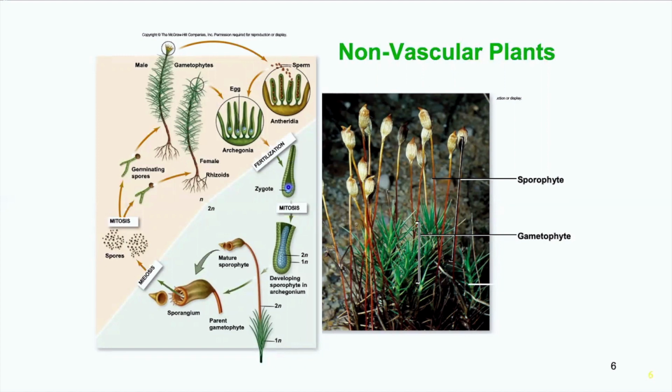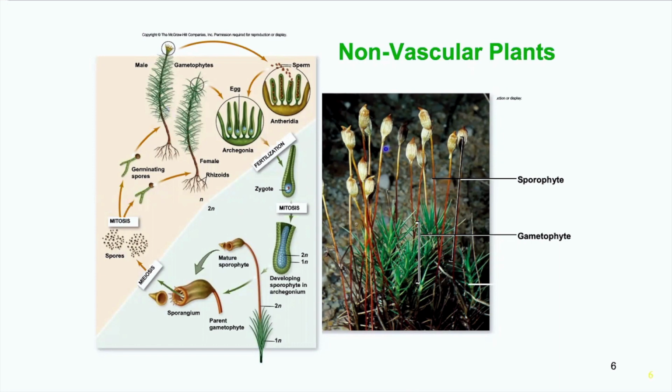So that zygote, it's our early sporophyte stage. You can see how it develops and ultimately grows out of the gametophyte. And this structure up here is the sporangium. That's where the spores are going to be produced. They're eventually released through mitosis. They germinate, grow to give us our male and female gametophytes.